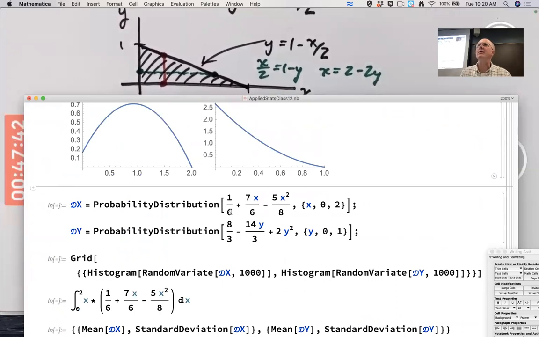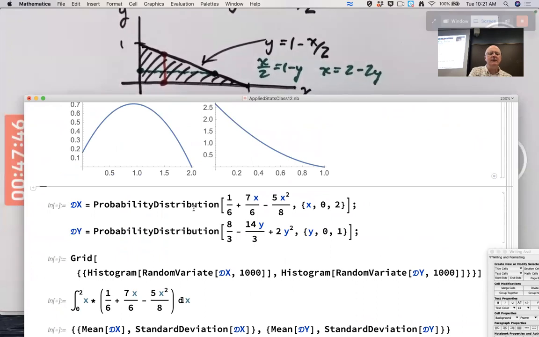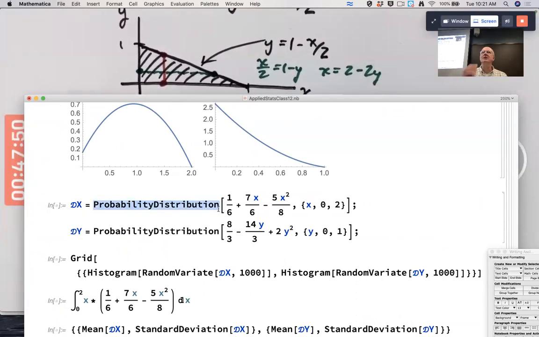Here's something new. I've never shown this to you before. You can use a built-in command called ProbabilityDistribution to create user-defined probability distributions, PDFs and CDFs.